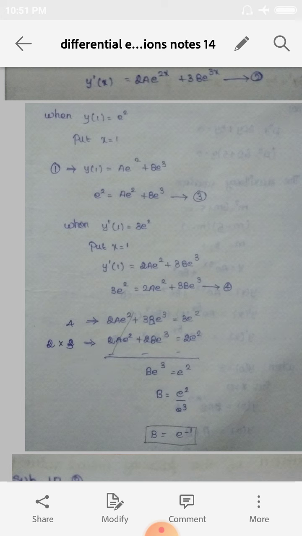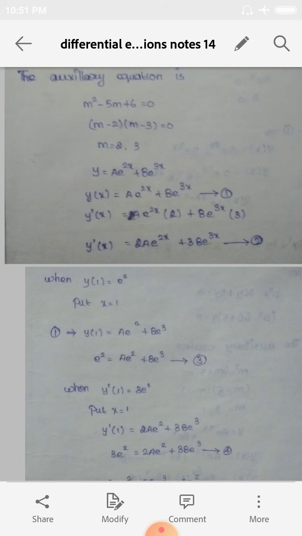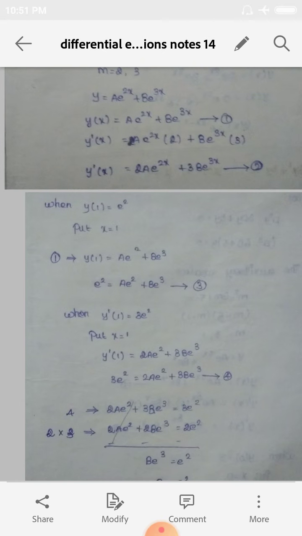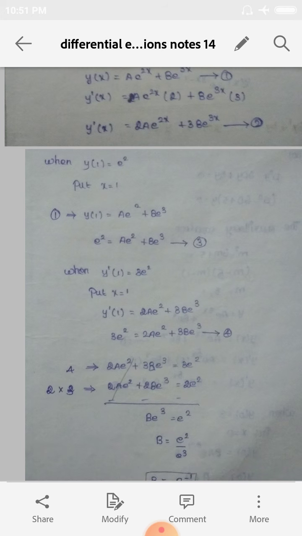And next, what condition is given? y dash of 1 is equal to 3 into e power 2. For y dash of 1, put x is equal to 1 in the second equation, that is y dash of x. So y dash of 1 is equal to 2 into a e power 2 plus 3 into b e power 3.